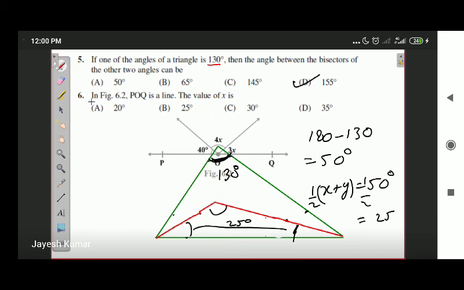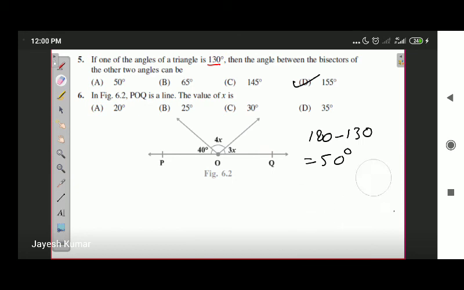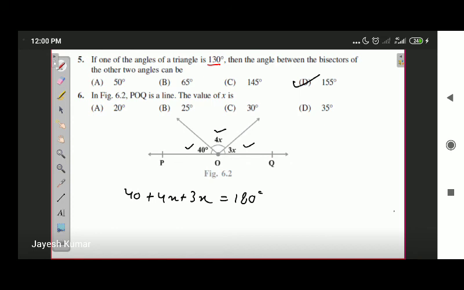Next is question number 6. Let me erase that so that we can easily get the question. What do we have in question number 6? POQ is a straight line, and we have one angle 40, one angle 4x, one angle 3x. We have to determine the value of x. This is quite simple. We apply the linear pair: 40 plus 4x plus 3x is equal to 180 degrees. That means 7x should be equal to 140 degrees and the value of x is equal to 20. So the value of x is 20.